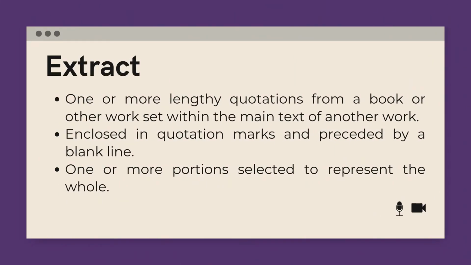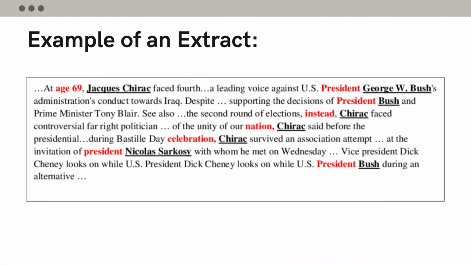Second is the extract. An extract is one or more lengthy quotations from a book or other work set within the main text of another work, usually indented and sometimes printed in distinguished type. When printed in the same type size as the text and without indentation, an extract is enclosed with quotation marks and preceded and followed by a blank line. Also, extracts are one or more portions selected to represent the whole. To give you an idea, here is an example of an extract.